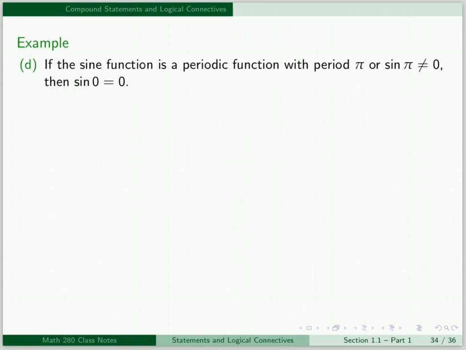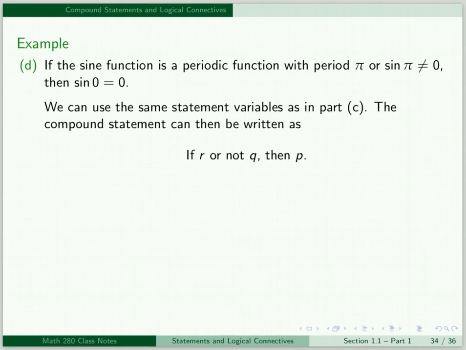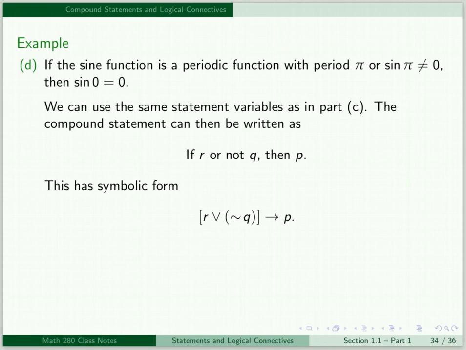For our fourth example, we have the statement: if the sine function is a periodic function with period pi, or sine of pi is not equal to 0, then sine of 0 equals 0. We can again use the same statement variables as in part C. The compound statement can then be written as if R or not Q, then P. And this has symbolic form R or not Q implies P.